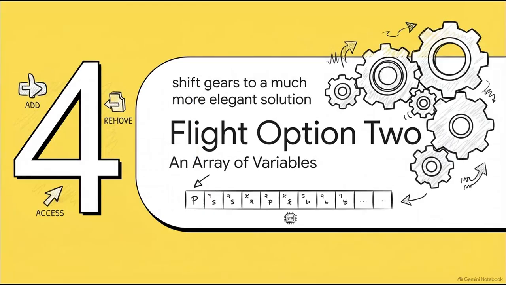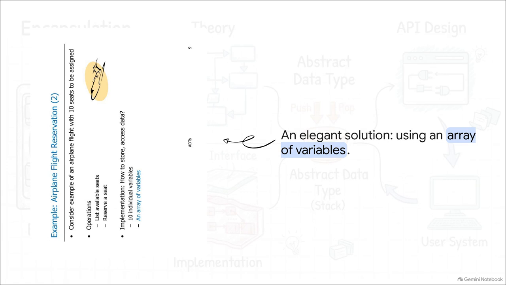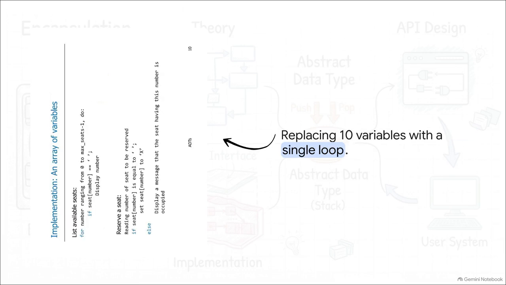That brings us to part 4, flight reservation option 2. Clearly, that first approach is not going to scale. So let's shift gears to a much more elegant solution. How can we implement those exact same abstract operations, but with a far better underlying data structure? Here's our second implementation option. Instead of using 10 individual disconnected variables, we're going to use a single array of variables to handle those same 10 airplane seats. Just look at how drastically this array syntax cleans up our logic.